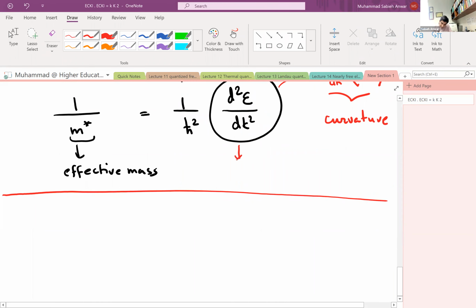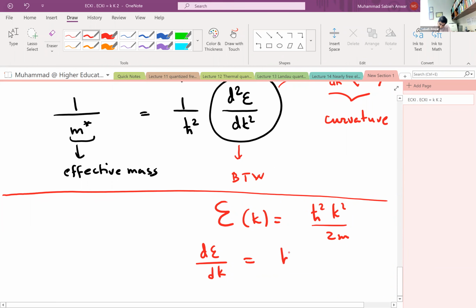By the way, as an aside, for free electrons, we know that the dispersion relationship is given by h bar square k square over 2m. So let's look at the equation that we've written above. Let's find the curvature. So let's first find the first derivative. This is going to be h bar square k over m.